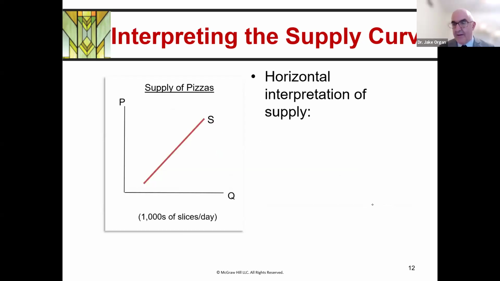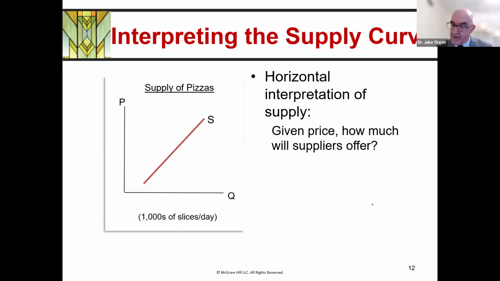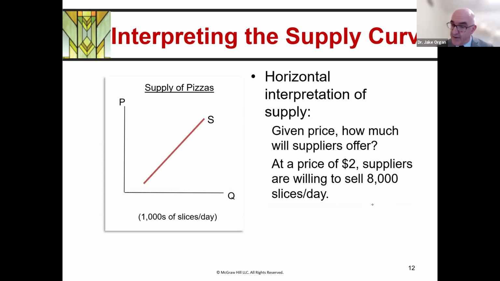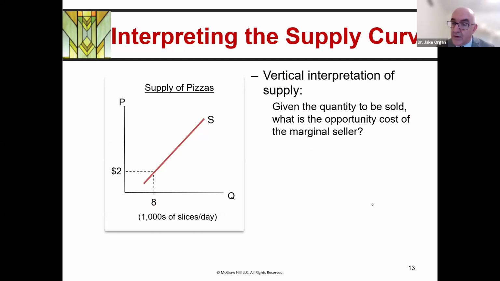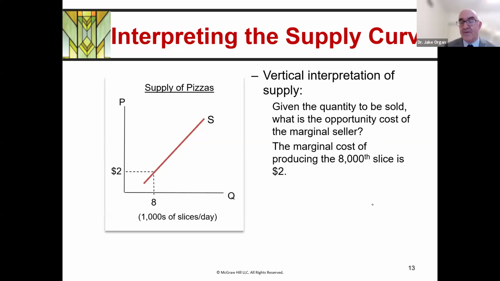And so here it is. We interpret the supply curve. We can think about it again, the horizontal method. Given price, how much will suppliers offer? At the price of $2, suppliers are willing to sell 8,000 slices a day. And the vertical interpretation is, given the quantity to be sold, what is the opportunity cost of the marginal seller? So the marginal cost of producing the 8,000th slice is $2. So that's really thinking very much from the perspective of the seller. It's like, is it worth it to them? That's the way to think about it.